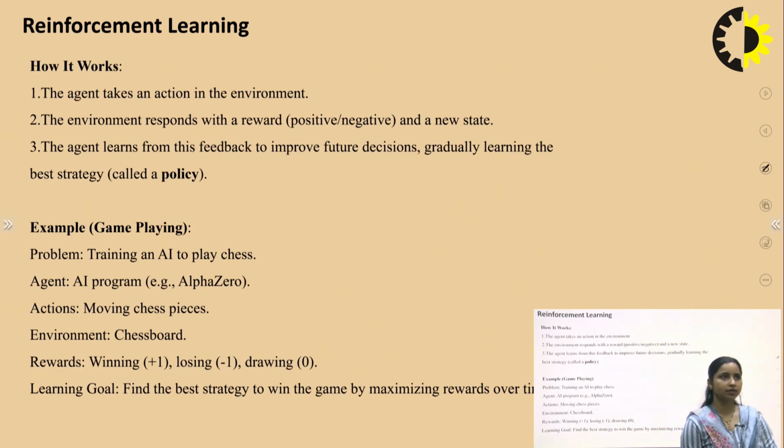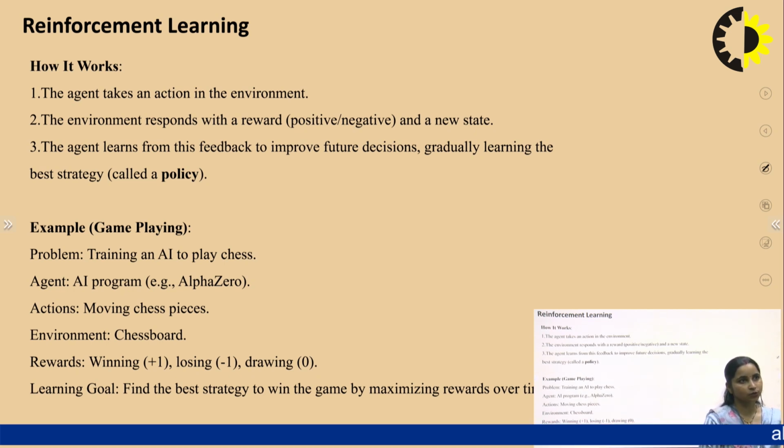How does it work? The agent first takes an action in the environment, then the environment responds with the reward. Here you have to focus that the rewards may be both positive and negative, in a new state, right? Then the agent learns from this feedback to improve future decisions, gradually learning the best strategy, which we call the policy.